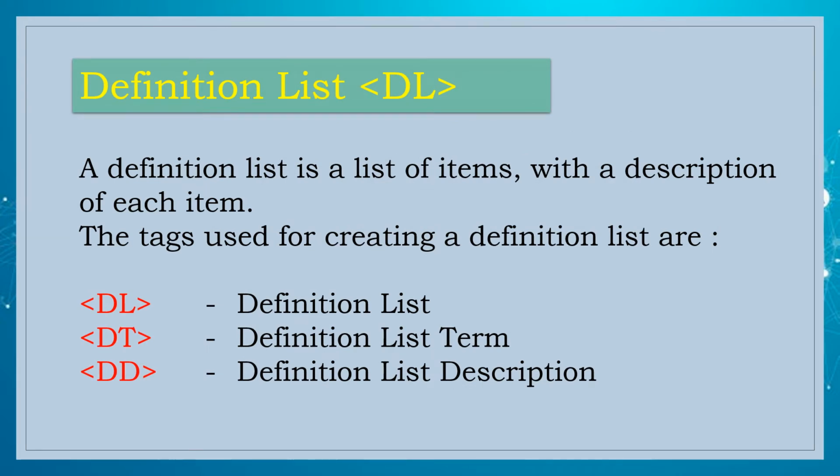Last one is definition list. A definition list is a list of items with a description of each item. The tags used for creating a definition list are DL, definition list; DT, definition list term; DD, definition list description.